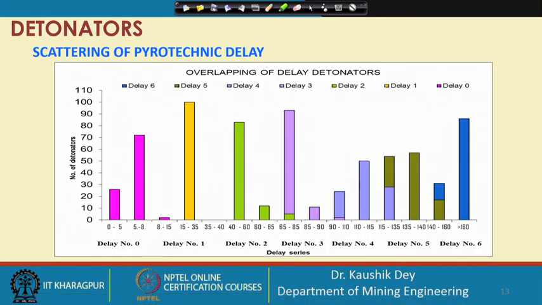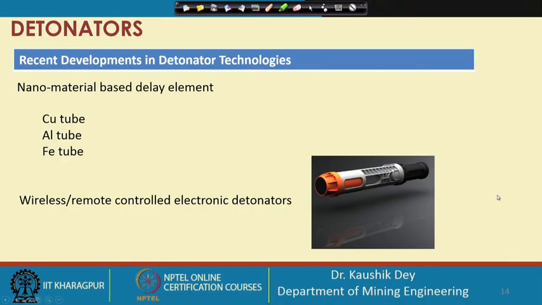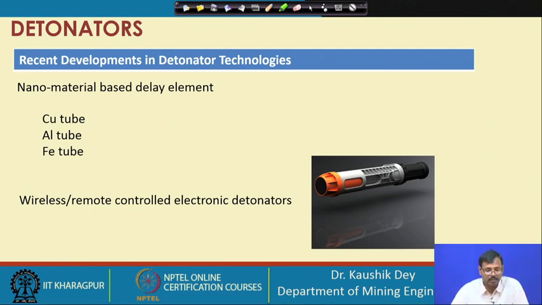So, this is one major problem with pyrotechnic delay detonators, and in those cases the electronic delay may be a better option than pyrotechnic delay detonators. If you see the recent development in detonator technology, people are trying to use nanomaterial based delay elements.